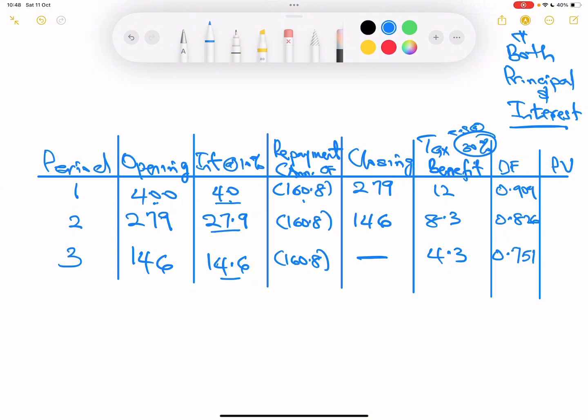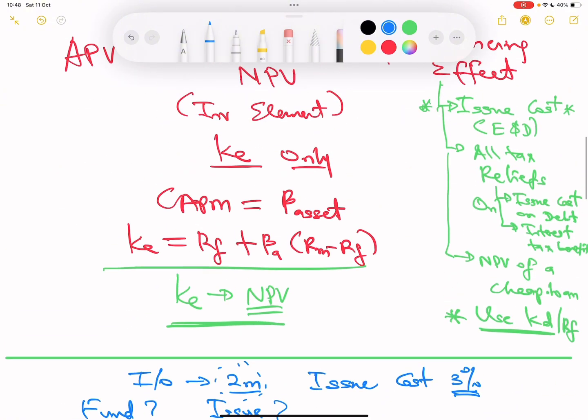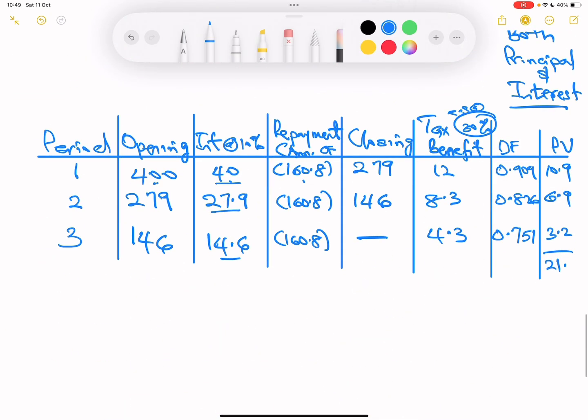So that's what we need to do. The PV needs to be calculated for each year. So for the first year, 12 times 0.909, that is 10.9. 0.826 by 8.3, 6.9. 4.3 times 0.751, 3.2. Add everything together, 6.9 plus 10.9 plus 3.2, that gives a PV of 21. So this will be the tax benefit, as we're calculating the tax benefit on interest, which is part of the adjusted PV, this part, interest tax benefit. So that will be the PV that we'll be using in that case.